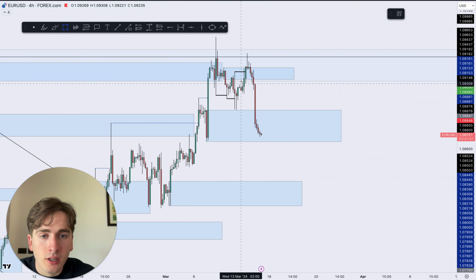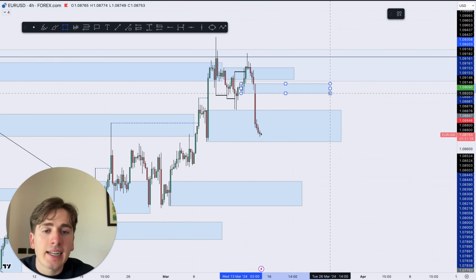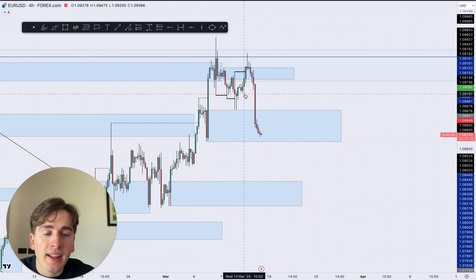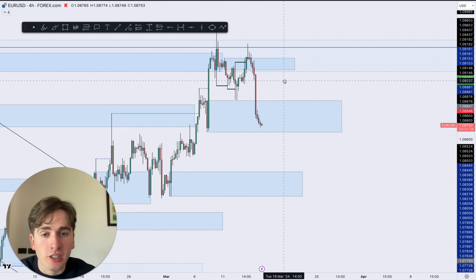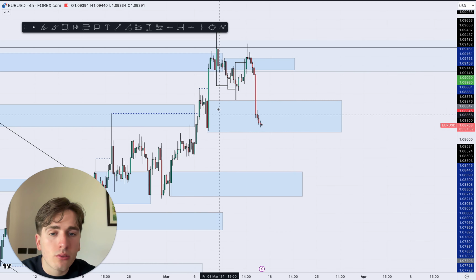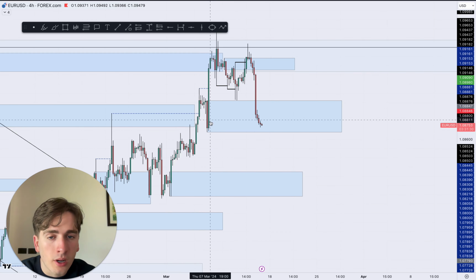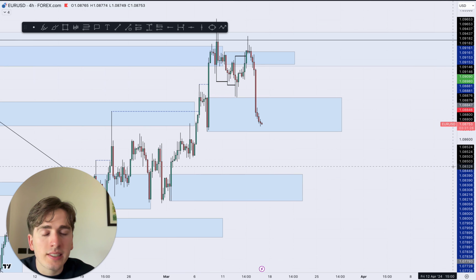EURUSD moved further towards the downside and did not respect these areas of demand yesterday, specifically this one over here. As we can see, we broke the low of that area of demand and since then have just been crashing towards the downside. We've now pulled into this area of demand over here, and I'm looking to see, are we going to see any reaction?